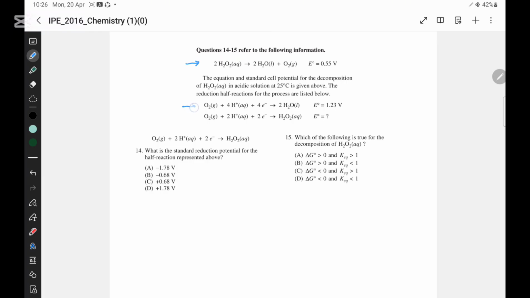So this equation will remain like this, because 2H2O liquid is on the right hand side. So we are going to keep this equation the same way. But if you see the second equation, H2O2 needs to be on the left hand side. So we need to reverse this equation and multiply by 2 to balance the number of moles. So it becomes 2H2O2 going to 2O2 gas plus 4 hydrogen ions in aqueous form plus 4 electrons.